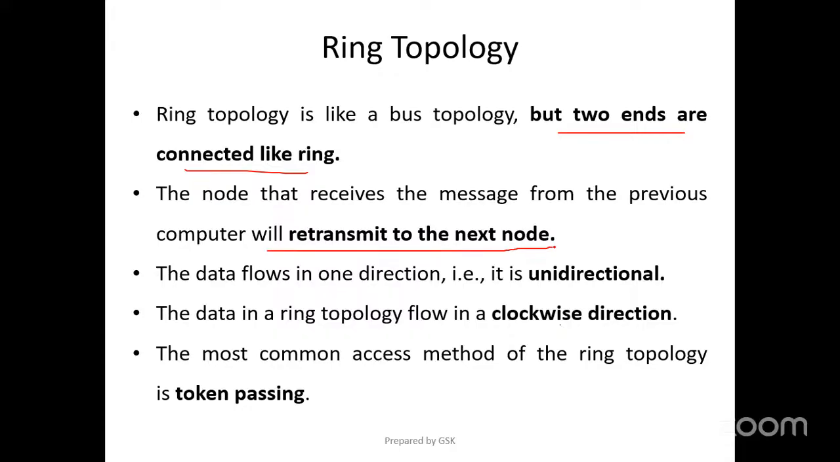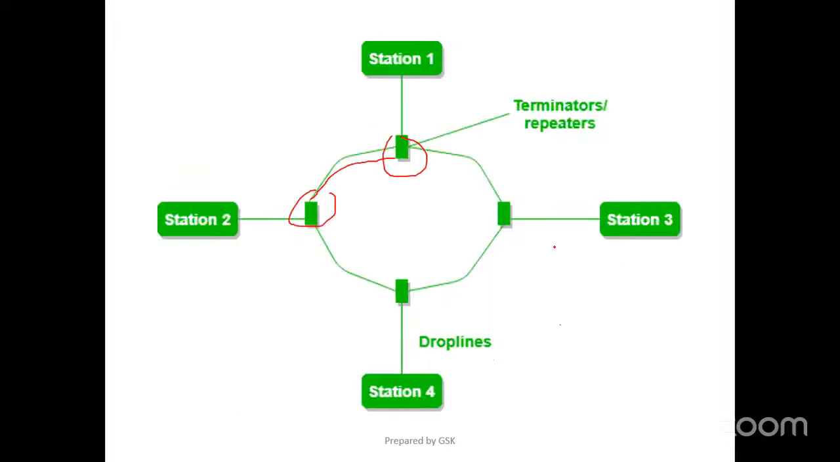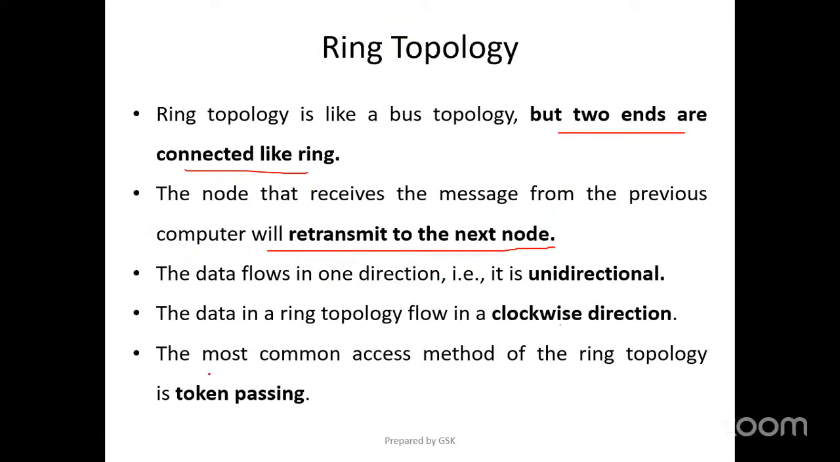The node that receives the data from the previous computer will transmit it to the next node. See, for example, if station 1 or device 1 is sending the data to station 2, and station 2 is also sending the data to station 4. Station 2 receives the data from station 1 and sends it to the next station, station 4. So this is the statement of this point.